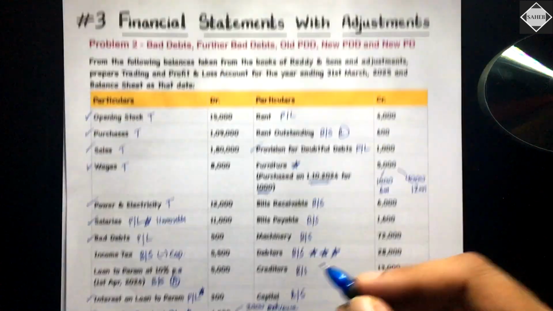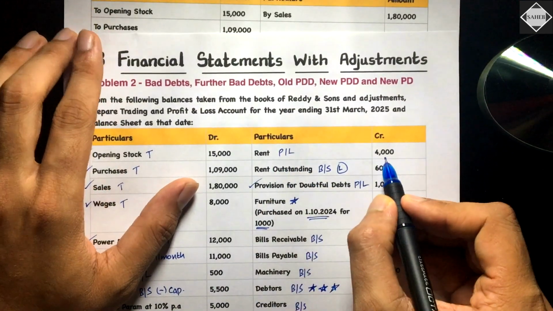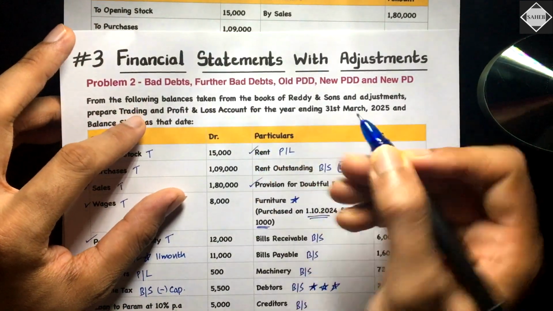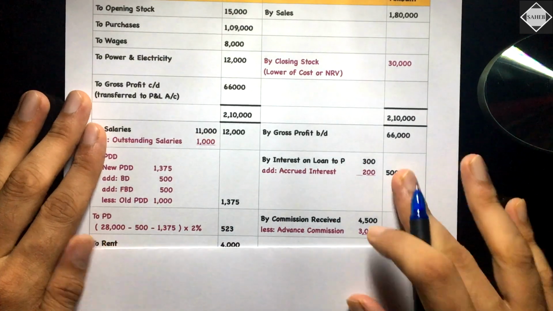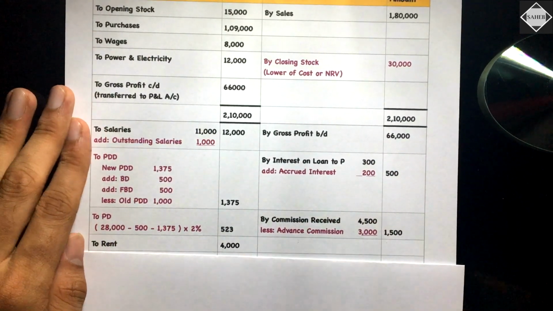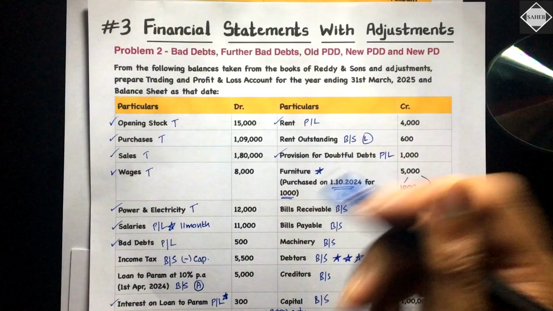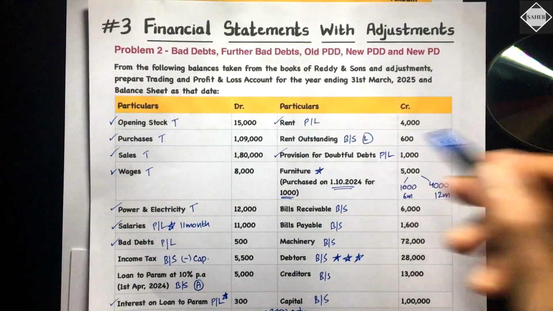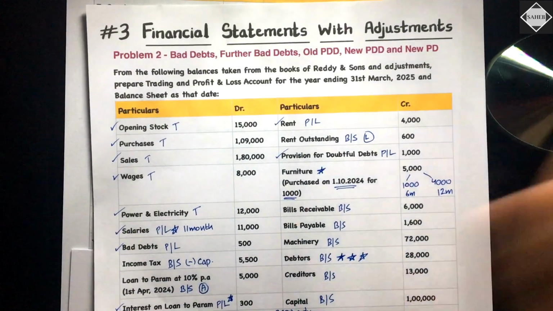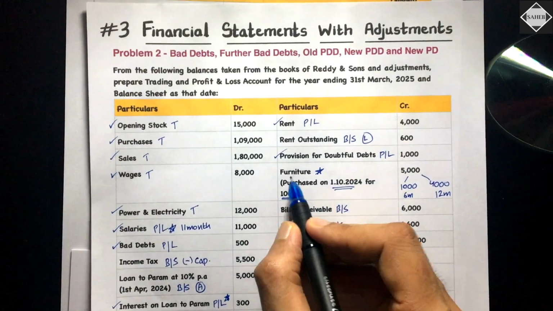Okay, then what? See, rent we have. Rent how much? 4,000. Directly take it. There is no adjustment, nothing. To rent 4,000. Rent outstanding will not come in PNL. It is a trial balance item. It will go in the balance sheet as a liability. It's a liability, that's why. It's not an adjustment.